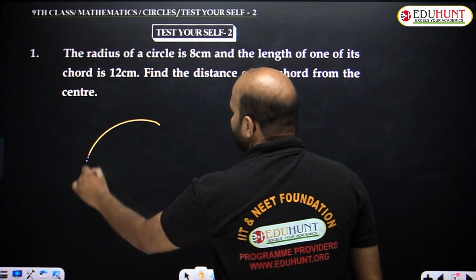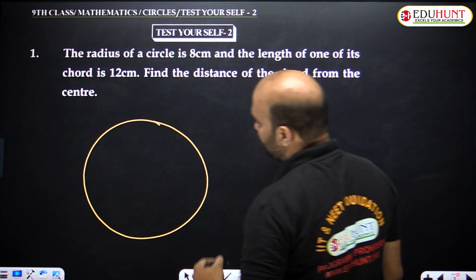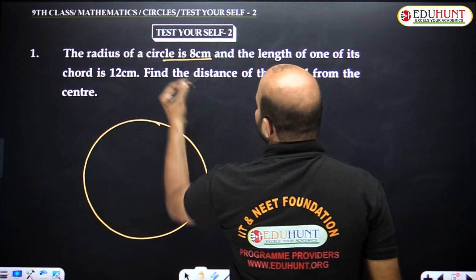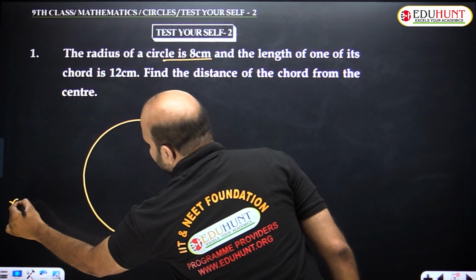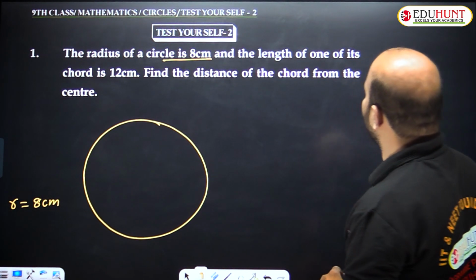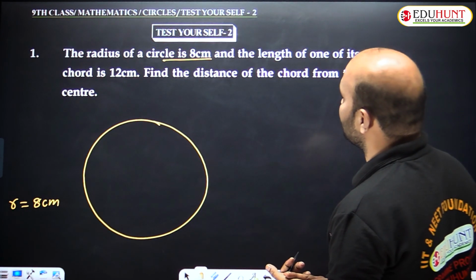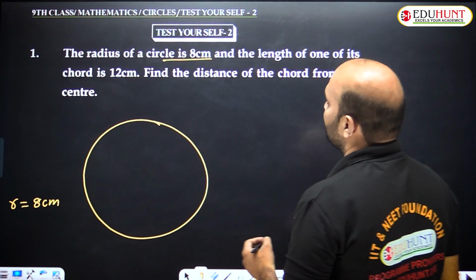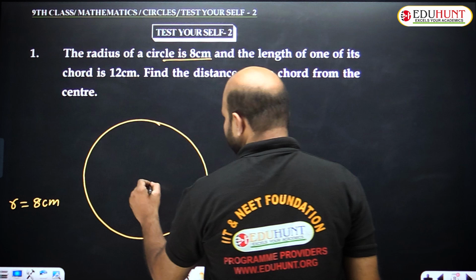The radius of the circle is given. First, we can draw the circle. This is a circle. So radius, how much is given? 8 centimeters, so r equals 8 centimeters. The length of one of its chords is 12 centimeters. Find the distance of the chord from the center.